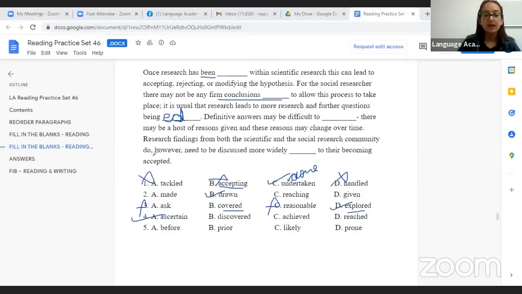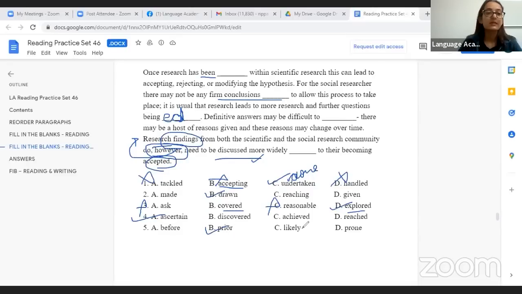Research findings. So we have however within 2 commas. So whenever we have a connector with 2 commas, we can always read it in the beginning of the sentence. However, research findings from both the scientific and the social research community do need to be discussed more widely, dash to their becoming accepted. So this says whatever findings we get from the research, we need to discuss them very widely, dash accepted, before we accept them basically. So can we say before to their becoming accepted? Before and to don't come together. Prior to is a combination, so it would be prior to their becoming accepted.